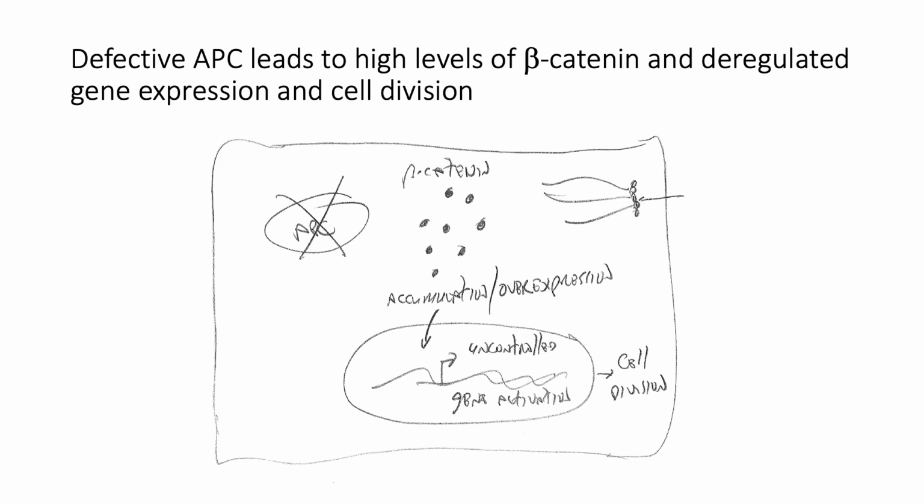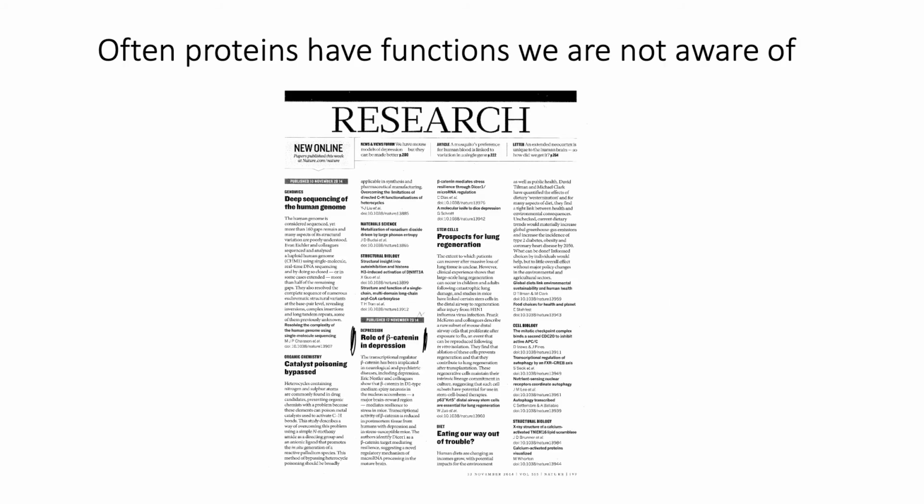Let me show you this one here. So this was published a couple of years ago, and if you look down towards the bottom there, I kind of marked it off on the edges. This came from, I think, the journal Nature, and it's talking about the role of beta-catenin in depression. So that's expression in the brain causing some deregulated neurotransmitters that is then leading to some types of depression.